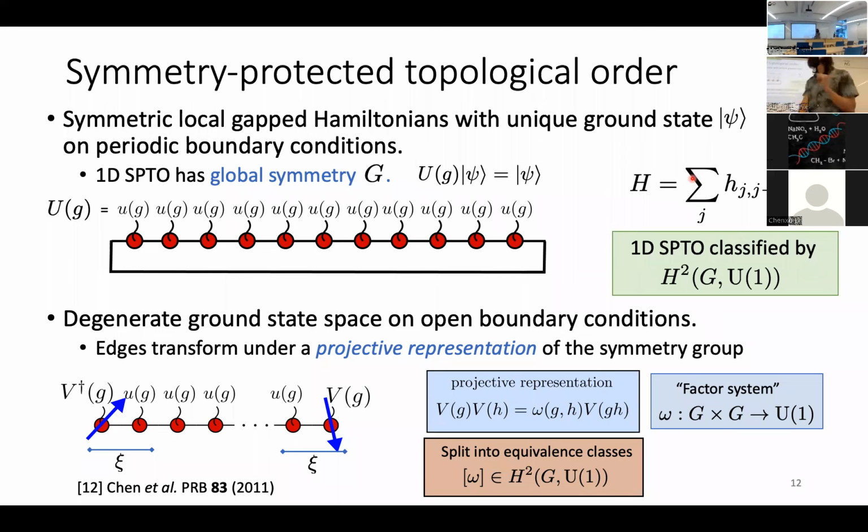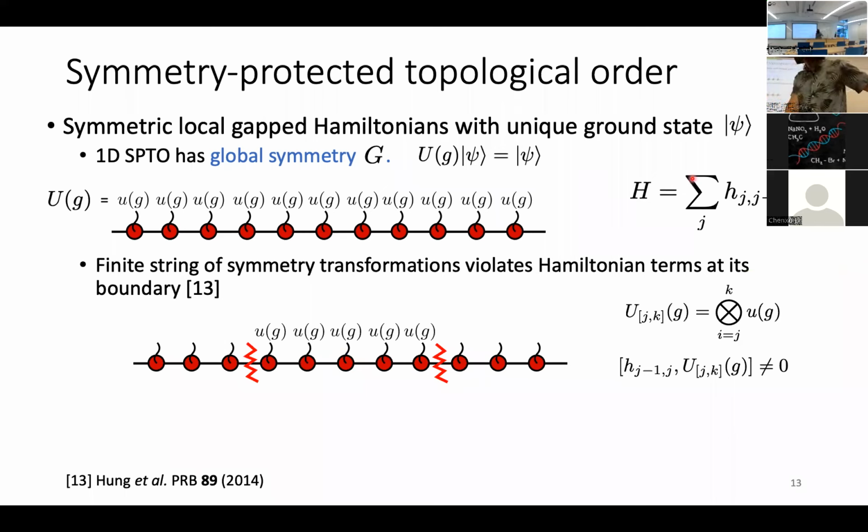Now, it may seem like in order to probe this projective representation, we need to have boundaries on our system, but that's not actually true. We can get away with probing the projective representation on a system with periodic boundary conditions. How do we do that? While applying the same symmetry transformation to every site gives me a symmetry of the state, applying a finite string of symmetry transformations is not a symmetry of the Hamiltonian. Indeed, this finite string does not commute with the local Hamiltonian terms that are near the boundaries of the string.